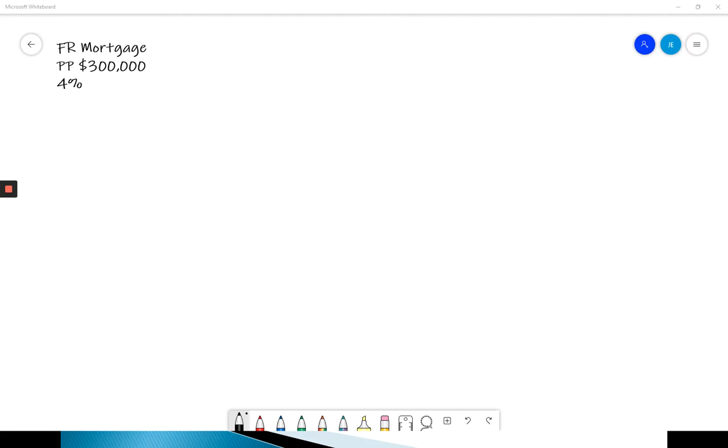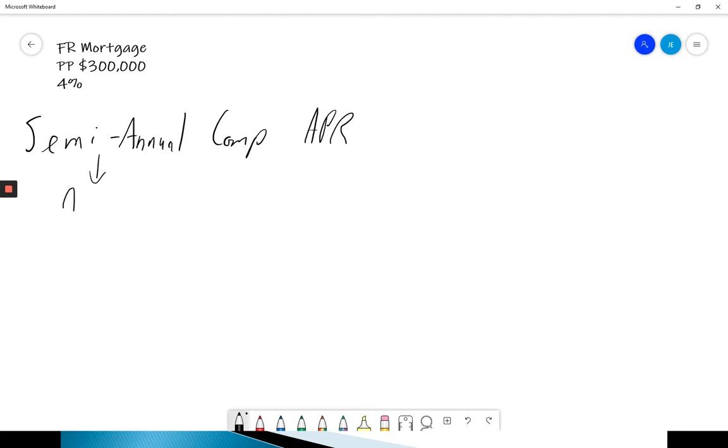So looking at this problem, we have a 4% rate. We've learned before fixed rate mortgages are quoted with semi-annual compounding, and we know that is an APR. It's not annual, which means it's an APR. But it has to be a different APR. It has to be a monthly APR. So what I need to do is take this from semi-annual to annual and then to monthly.